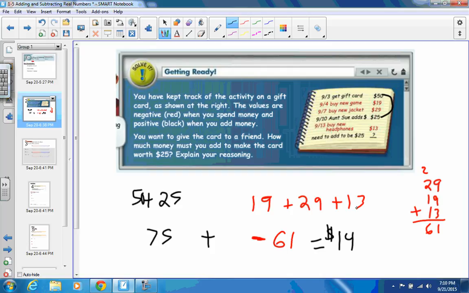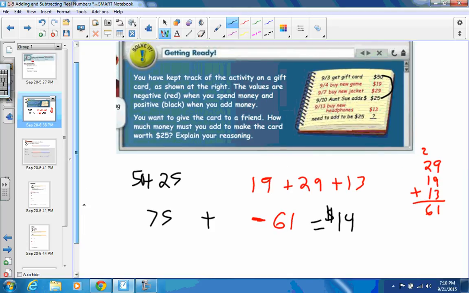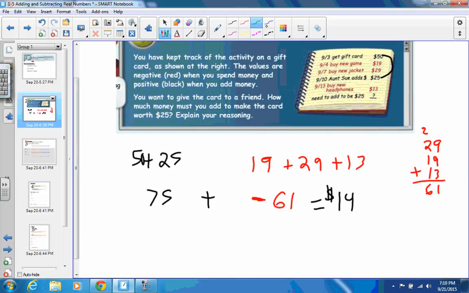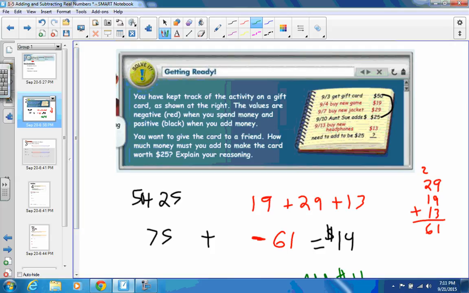You want to know how much you need to add to that to get to 25. Well, you'd have to add $11. So dealing with positives and negatives in the real world like this, this is why it's so important to be able to do adding and subtracting positives and negatives with real numbers like this.